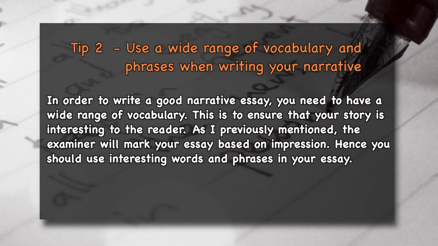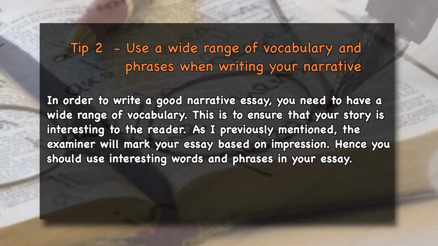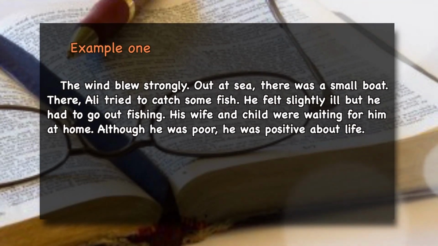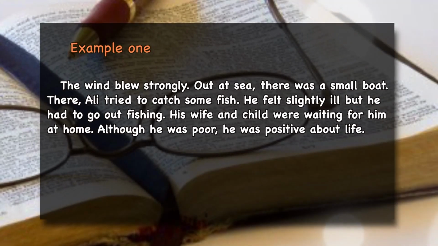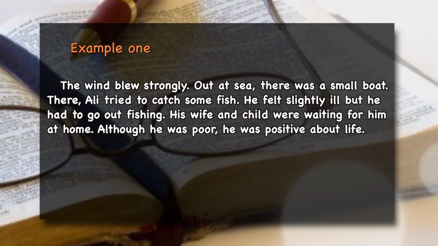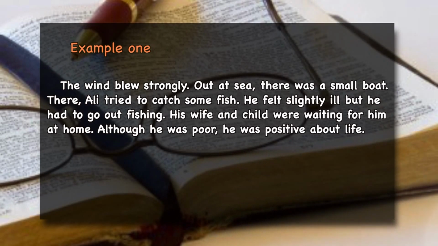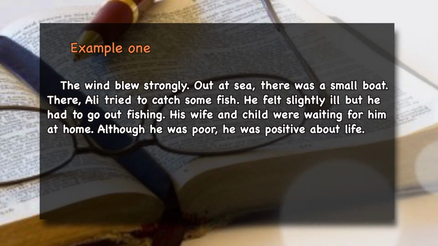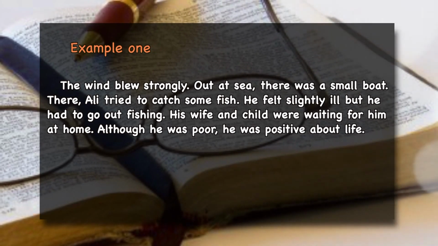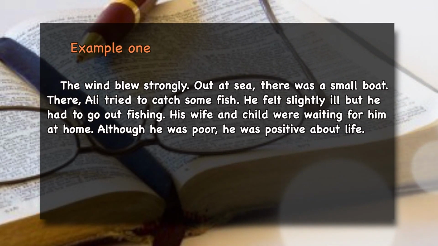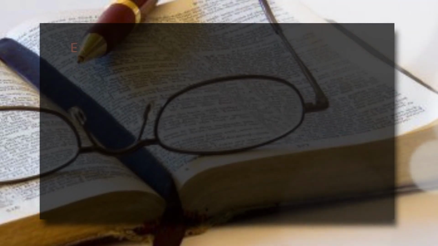Let's have a look at these examples. The wind blew strongly. Out at sea, there was a small boat. There, Ali tried to catch some fish. He felt slightly ill, but he had to go out fishing. His wife and child were waiting for him at home. Although he was poor, he was positive about life. Now let's look at our second example.